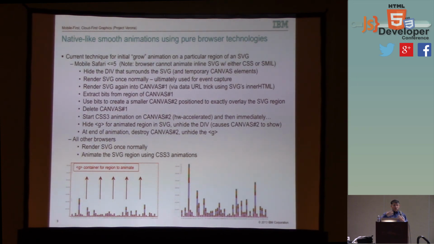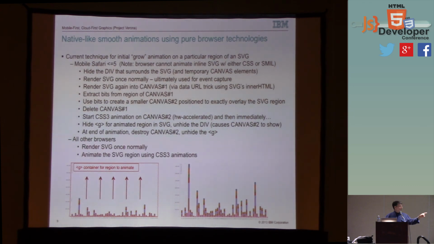Then we will expose that SVG ultimately to do event handling, but it's rendered invisibly. Then we render the SVG a second time onto a canvas, and that's for the full SVG. Then we create a second canvas where we do a bitmap copy from the first one, because we want to only animate part of the canvas.